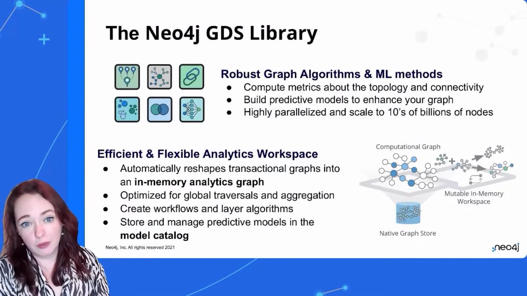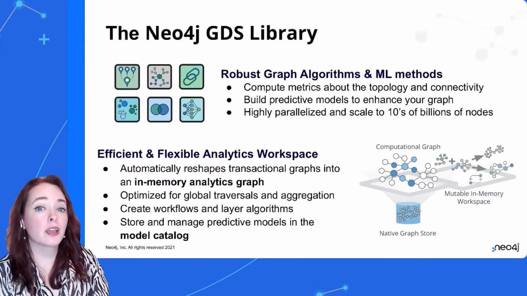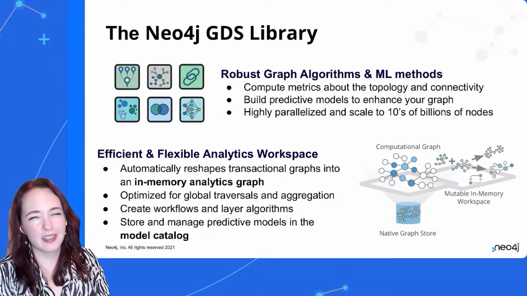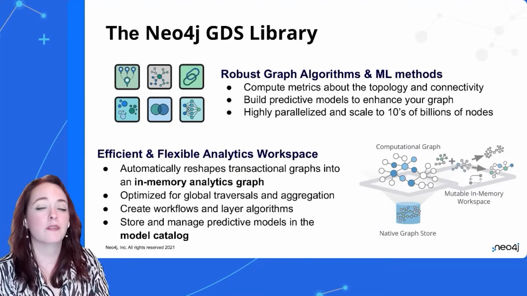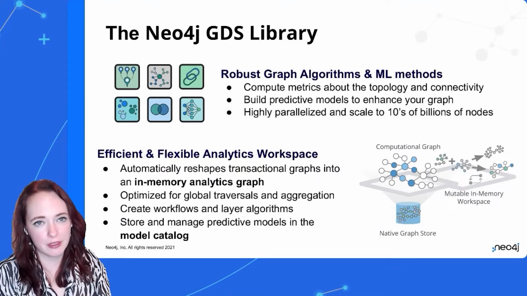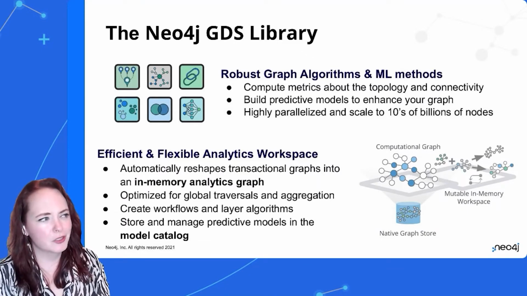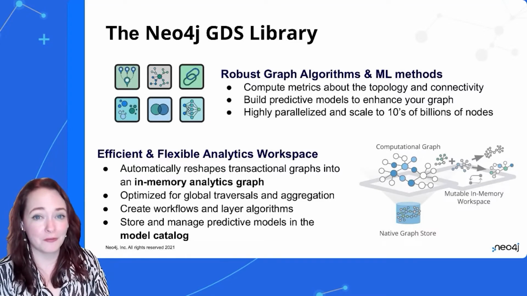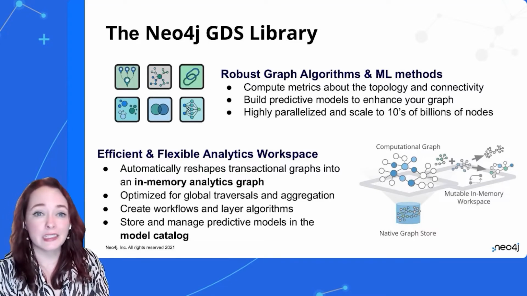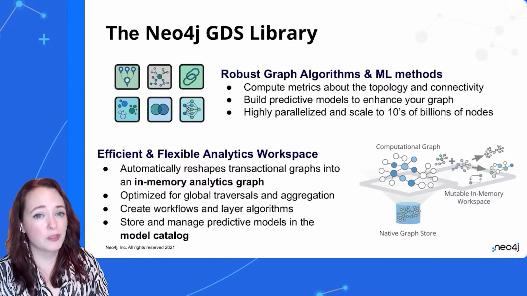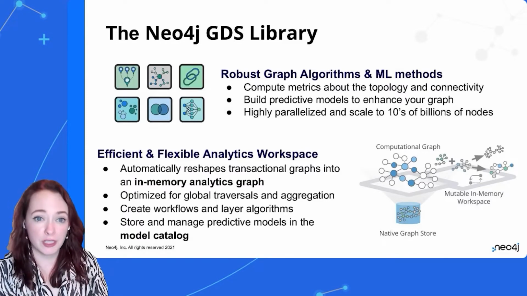When we talk about the Graph Data Science Library, we're really talking about 2 things. The first, and I think what most people think of, is graph algorithms and machine learning methods. The Graph Data Science Library includes, I think, over 65 different algorithms. They scale into the tens of billions of nodes, and they're all about making sense of your data.